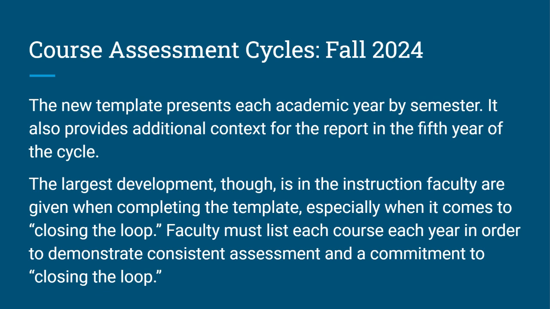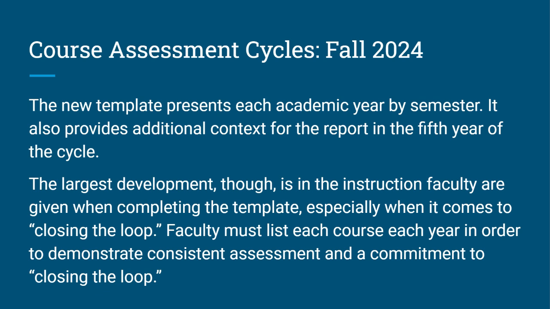So the biggest development here is that when you are completing this template, you need to keep closing that loop in mind. And thinking back to that previous example for English, right? If I'm only assessing it once every 4 years, how am I documenting any of those improvements? The best way to document that improvement will be to assess that course every year. It is something that is absolutely necessary. It is something that, in order to demonstrate that we are building that culture of assessment, that we are fostering this cyclical assessment cycle, we are evaluating these courses every single year. So, for example, if you have a course that is only ever offered in the fall, it has to be assessed every fall.